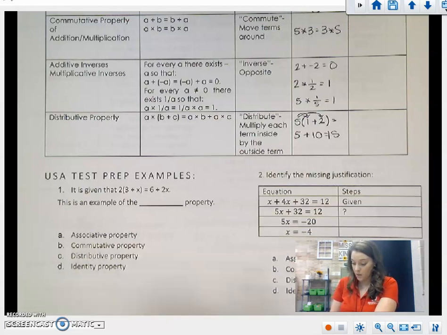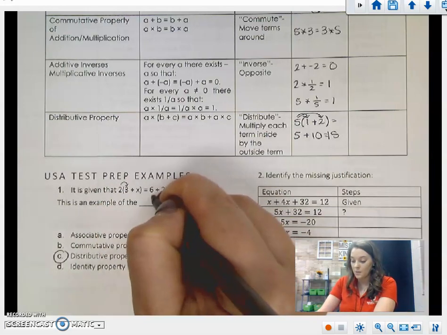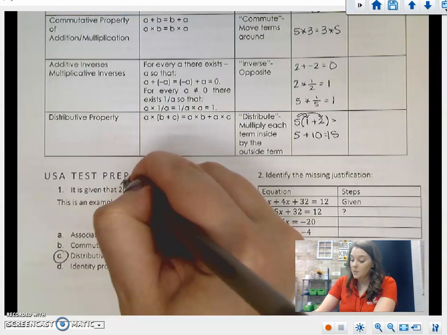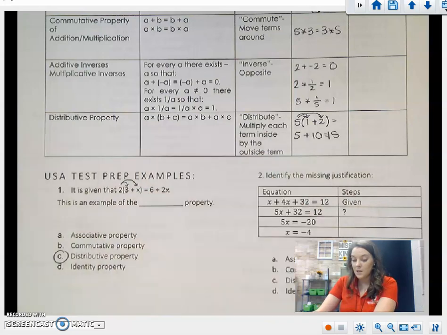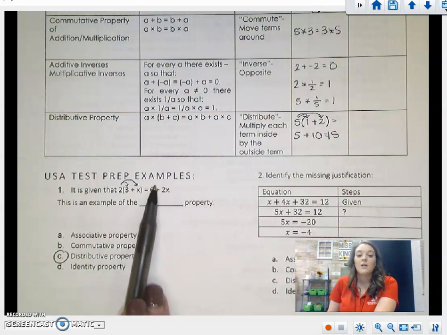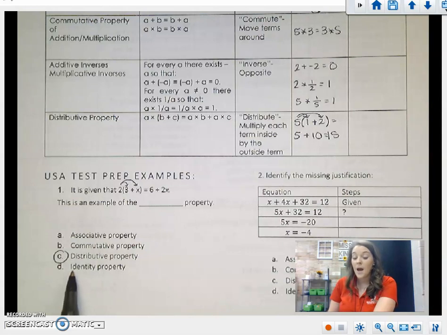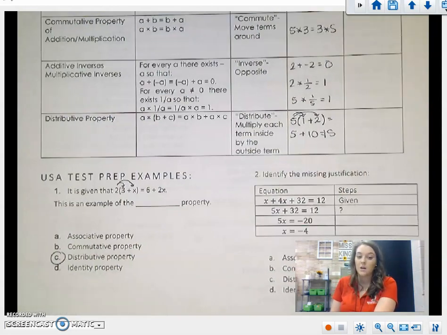Distributive property is the correct answer because you can see all they did was they multiplied 2 times 3 to get 6, and they multiplied 2 times x to get 2x. They distributed this 2 to inside this quantity to get this answer here. So that is an example of the distributive property. Identity property we never talked about, so you know that that can't be the right answer. So right here the answer is C.